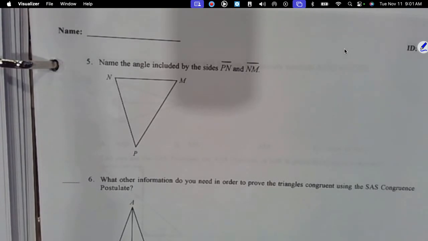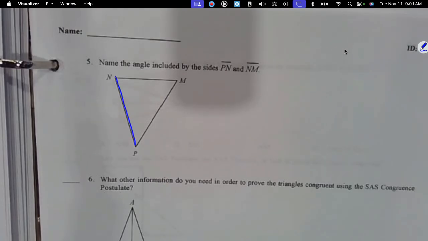Name the angle included by those two sides. What does that mean? Think of the word in between. If you hate that word included, then it's just the one in between. But I mean, it's like if you were included in a group, that means you're in that group. What angle is in PN?